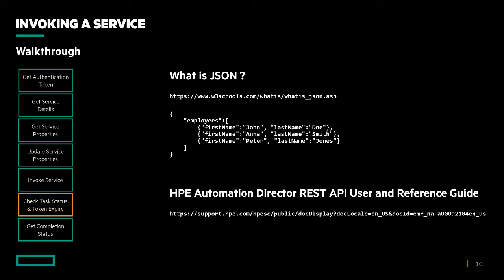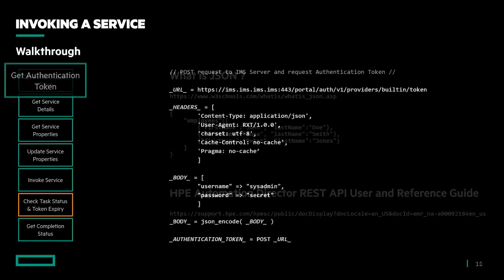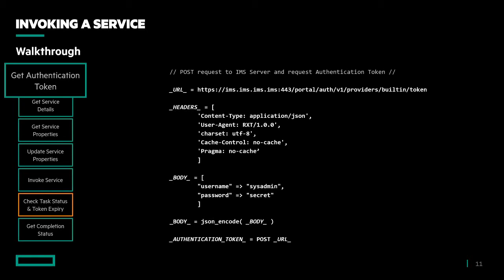Getting back to the process, on the left of the screen you can see each step in the process required to invoke an Automation Director service using REST API. We first make a POST request to the IMS server to obtain a new authentication token. In the body of this request, in JSON format, we provide the credentials for an account known to the IMS server. Assuming that our credentials are verified, the authentication token will be returned to us in the response. As we will see in the next step, the authentication token will need to be provided as a bearer token on all subsequent API calls to the Automation Director server.